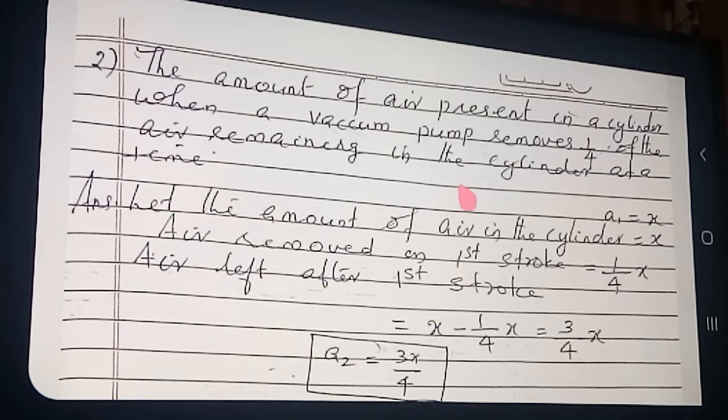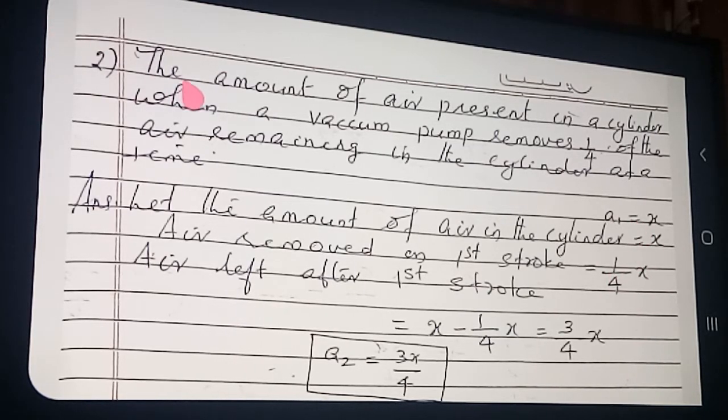Then how is each term forming? We have to remove 1/4 of the present air from the cylinder. Are you clear? So what is the quantity of air present in the cylinder? x. So that is the first term. And now how do we get the second term? We have to remove 1/4th of the air from the present air. What is the present air? x. 1/4th of the present air means 1/4x. This 1/4x you have to remove from the present air.